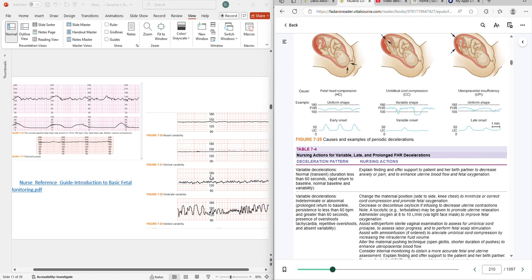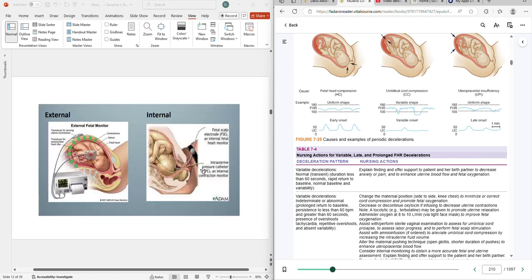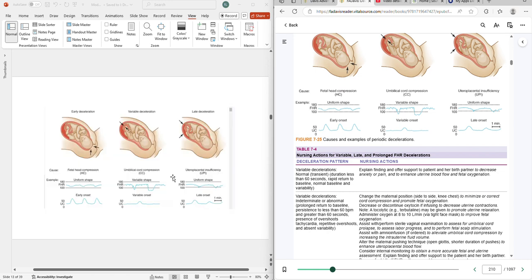On page 210, these are the monitors, of course, again, okay? These are the earlies, where they are in line. The variables look kind of like a V pattern. Uniform, and this is a late because it's coming after the contraction. But I'll show you this in class.